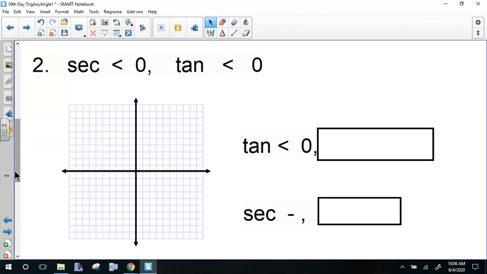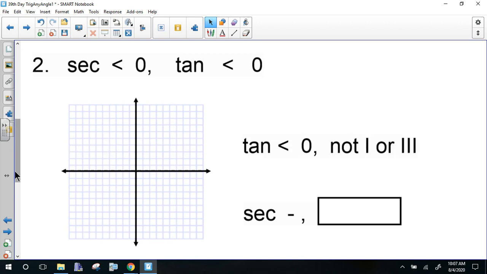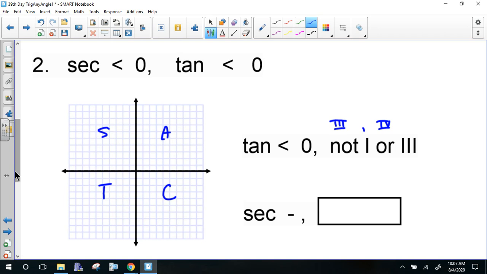Where is secant negative and tangent negative? Well, tangent is negative. Well, it's not 1 or 2, so it has to be 3 or 4. All students take calculus. Tangent is negative in 2 and 4.